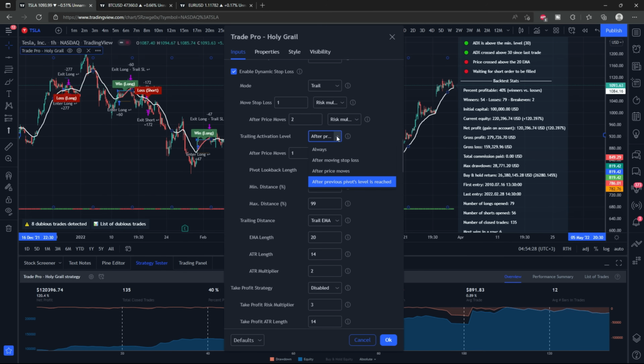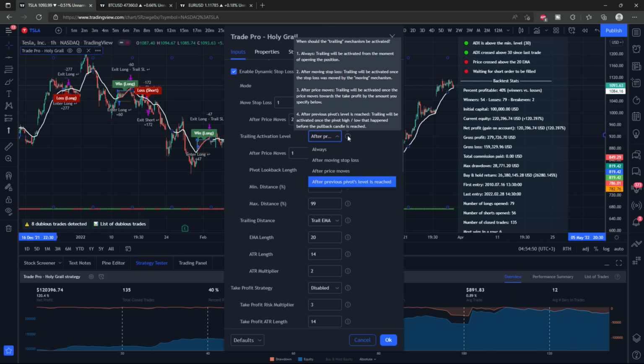So the basic way that we do that with this specific strategy is after the previous pivot's level is reached. As I was saying, let's say the high before a pullback is taken out to the upside, that's when it's going to start trailing at the 20-period exponential moving average. But you can also choose the other options here. The first option is always: the trailing will be activated from the moment of opening the position. So it's just going to start trailing the stop loss right away when the trade is opened.